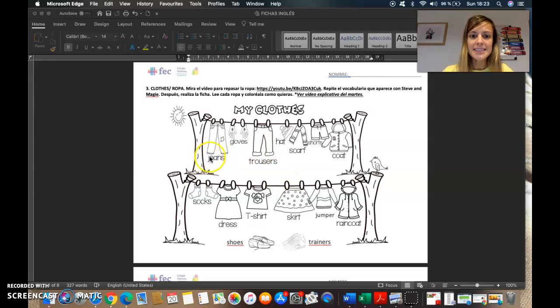Okay, repeat after me. Jeans, gloves, trousers, hat, scarf, shorts, coat, socks, dress, t-shirt, skirt, jumper, raincoat, shoes, trainers. So when you do physical education, you put on your trainers.